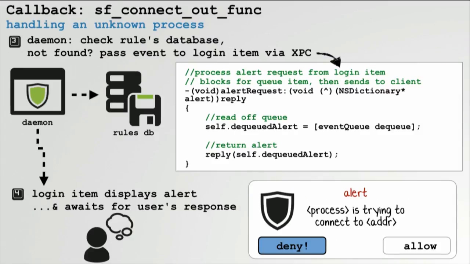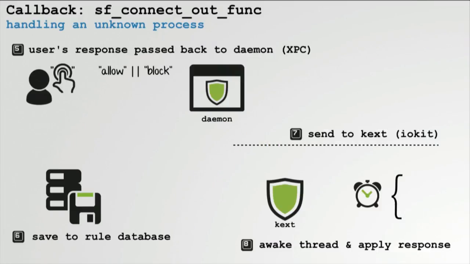Once the daemon gets this request from the kernel socket filter, it maps the PID to a path and first checks a rules database to see if that path is in the database. If it's not found, perhaps it's a brand new application or a piece of malware that has somehow gotten onto your system, it sends a message to another firewall component that's running in the user's session. And this is what actually displays the firewall alert to the user.